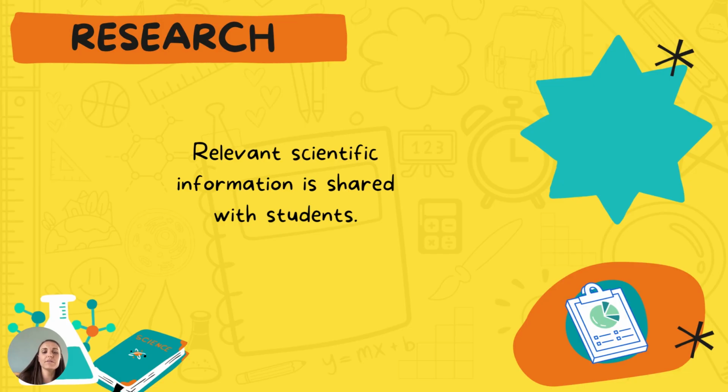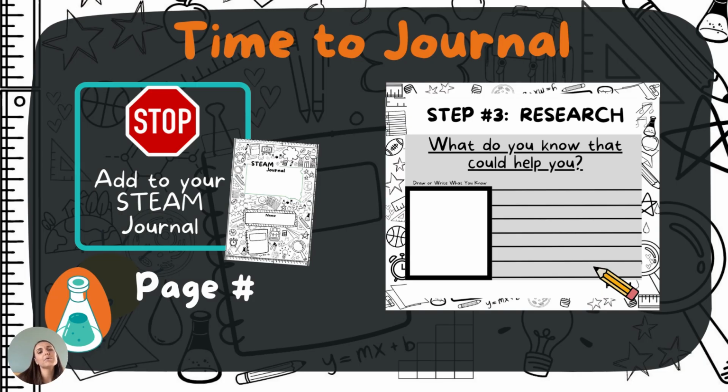Then after that, we go into the research. We review relevant information so that students are aware of it, and then we have them record inside of their STEAM journal. You'll notice we have a box where they can draw and lines so that you can differentiate based on student abilities and student needs at that time of the year.